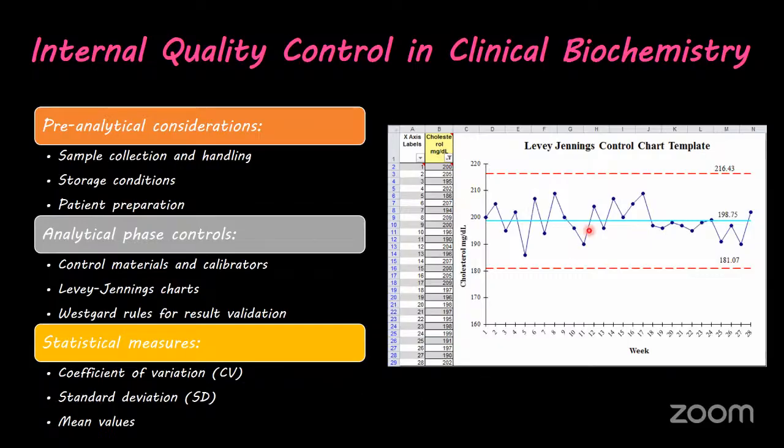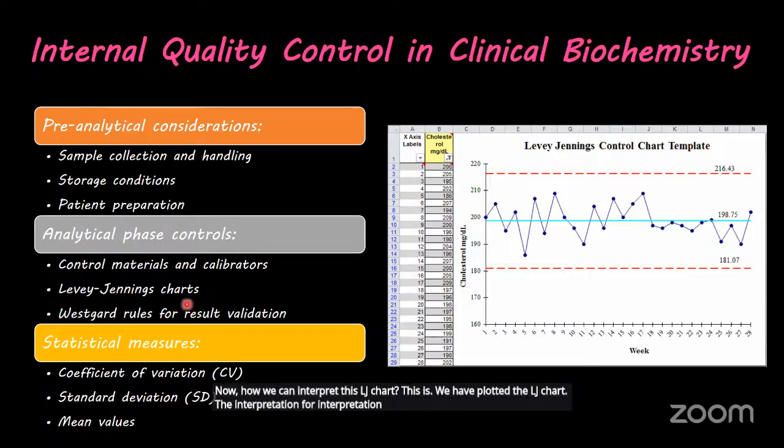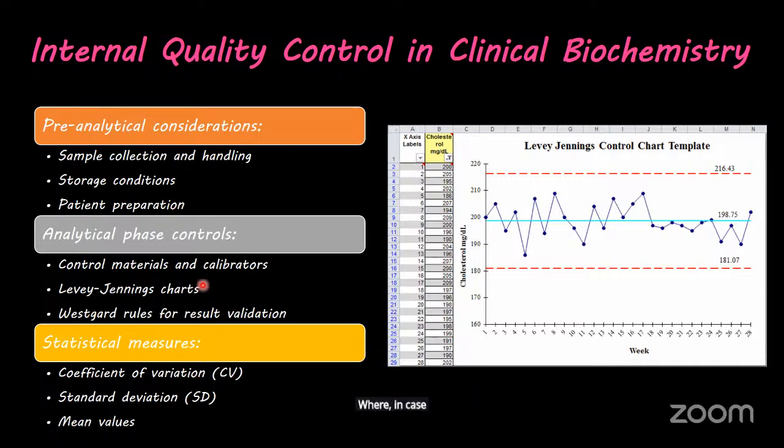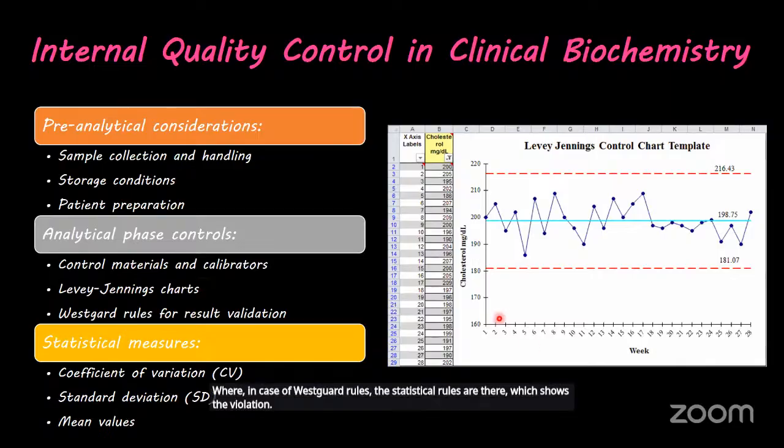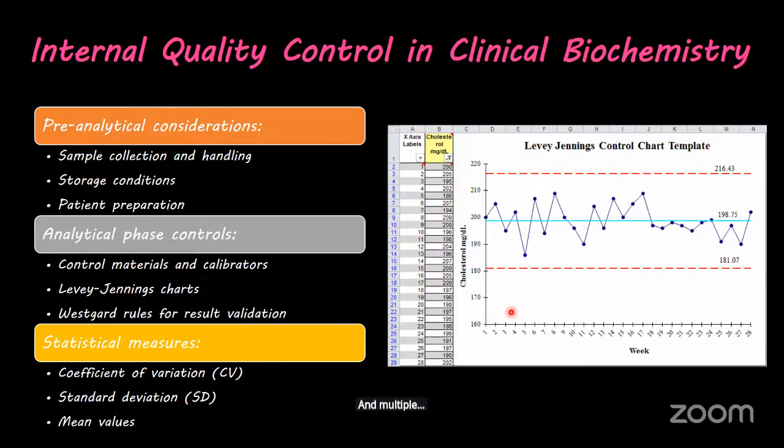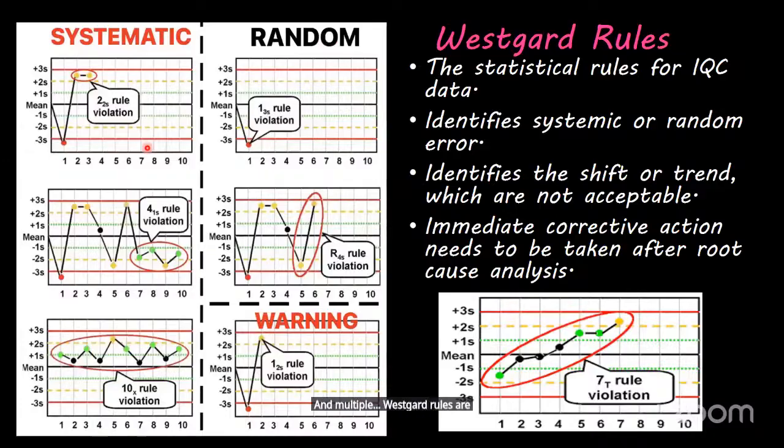Now, how can we interpret this LJ chart? We have plotted the LJ chart. For interpretation, we follow the Westgard rules, which are statistical rules that show violations, and multiple Westgard rules are there. Here I have taken a few examples. These are the statistical rules for internal quality control data, and they identify either systemic or random error.